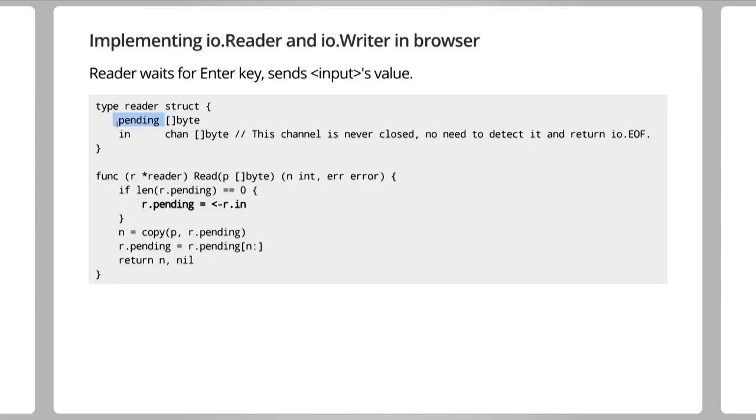What about the io.Reader? That's where things get really fun. So we're going to have a pending byte slice like this, and we have an in channel of byte slices. So the Read method does the following. It checks if the length of pending is 0, which it will be initially, then we will assign to pending, we'll receive a value from the in channel. And then once that's done, we'll just copy the rest into the p slice.